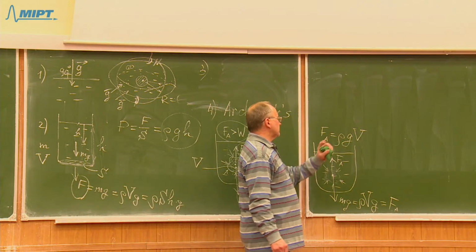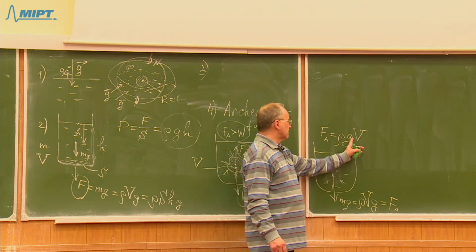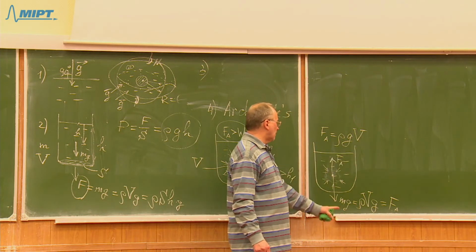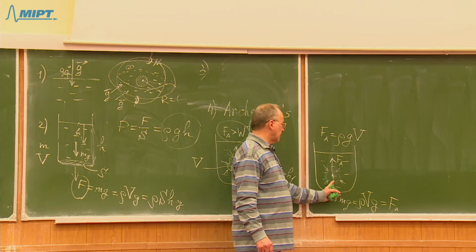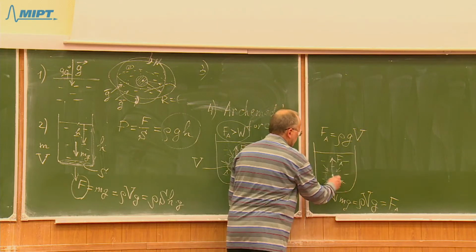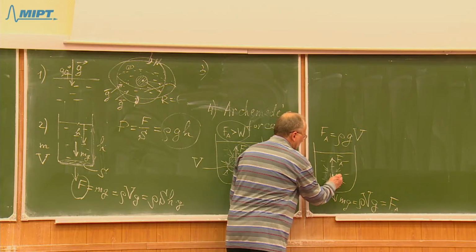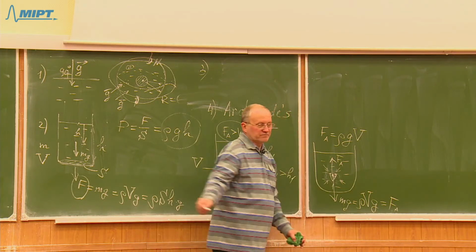It depends on the density of water and the acceleration of free fall and the volume of the object which we immerse in the liquid. So under V we understand the volume of this object.